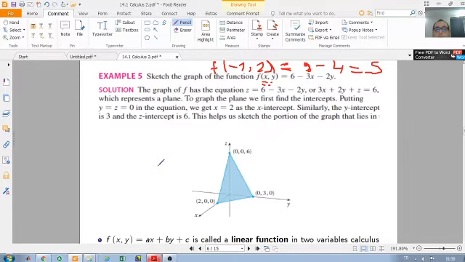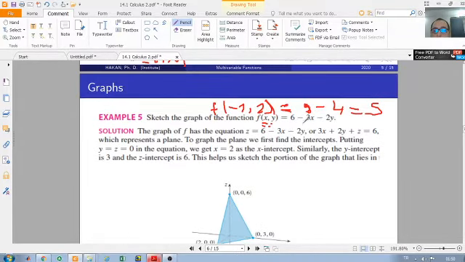So to sketch the graph of this function, this is actually a linear function in two variables, calculus. The graph of f has the equation by writing the third variable. Instead of f of x, y, we write z. Z is equal to 6 minus 3x minus 2y, and when we write all variables on one side of this equality, we get 3x plus 2y plus z is equal to 6, which represents a plane.